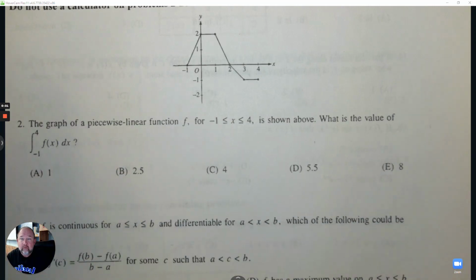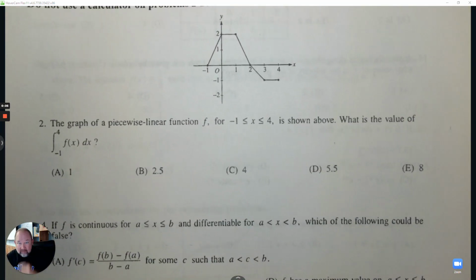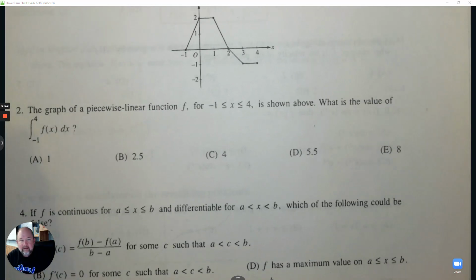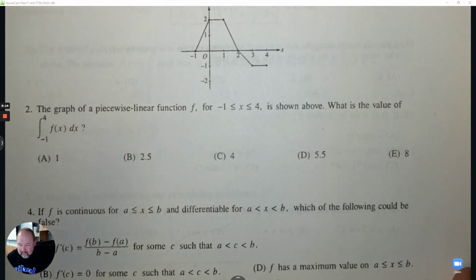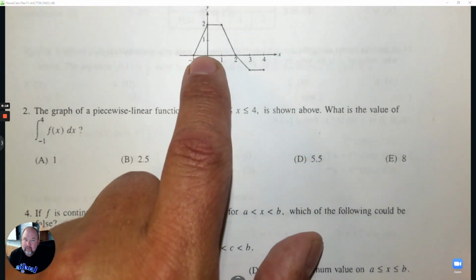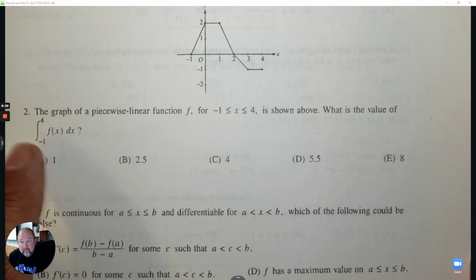Here are your solutions to the last one. I am proud of you that you did the first three, and that now we just have one more left. Let's do it together. Obviously, you should try it first. If you're a little tired, you just want to listen and try to figure it out with me, it is what it is. The graph of a piecewise function is here from -1 to 4. What is the value of the integration from -1 to 4?